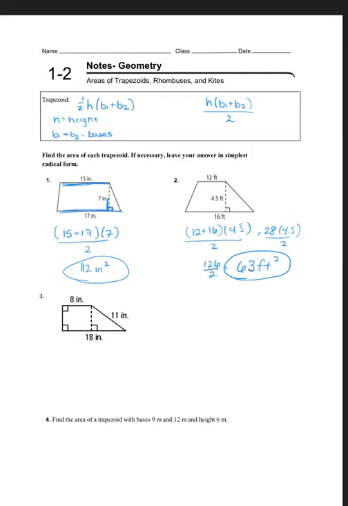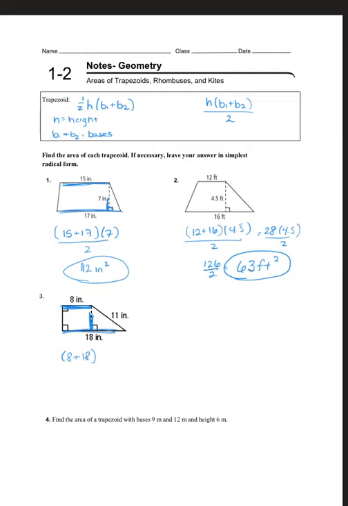Now, number 3 is a little bit more challenging. So if I look at that equation, we know we're going to have the 8 plus the 18. Those are our 2 bases. So that's your 2 flat parts. And then we would need the height. So the height should be where the right angle is, and we don't have that number.